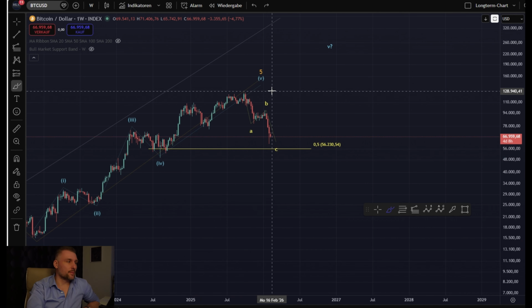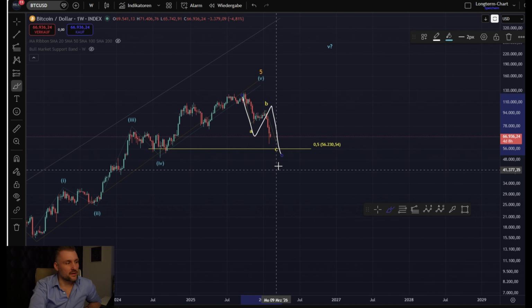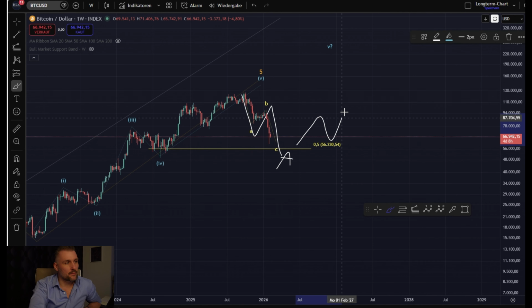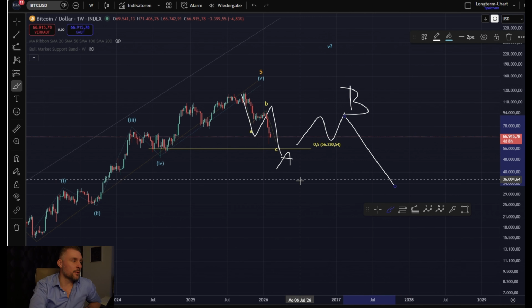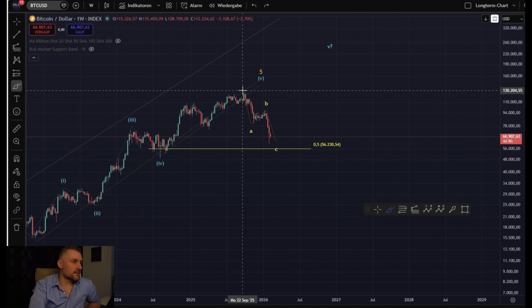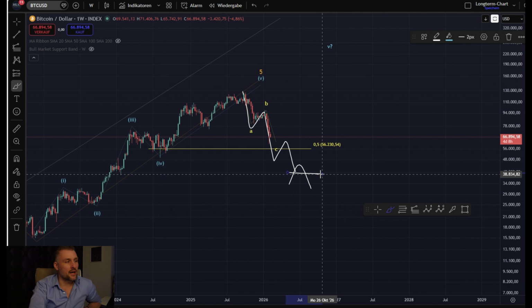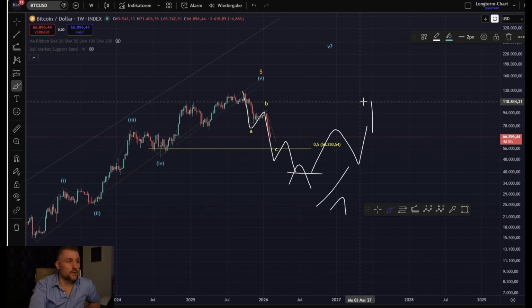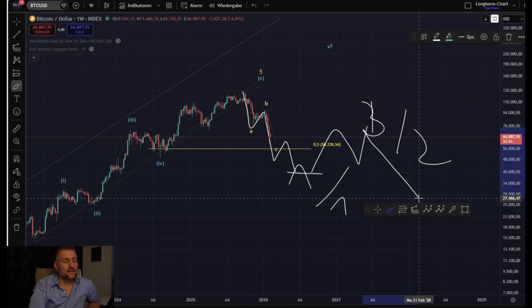And this would be in line with our current view that we either get the 3-wave ABC in a larger A wave, then coming up to a larger B wave, and then coming down in a C wave. Or we get something like this, 1, 2, 3, 4, 5 in a larger A, or 1, and then A, B, C in B in a wave 2, and coming down in C or 3.